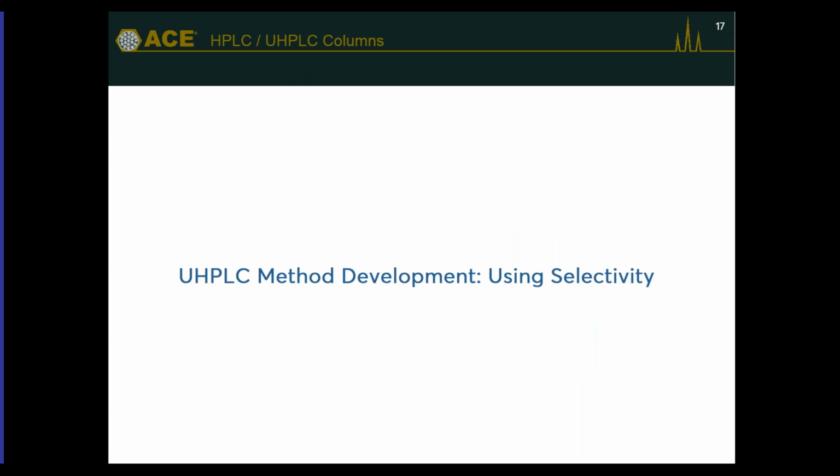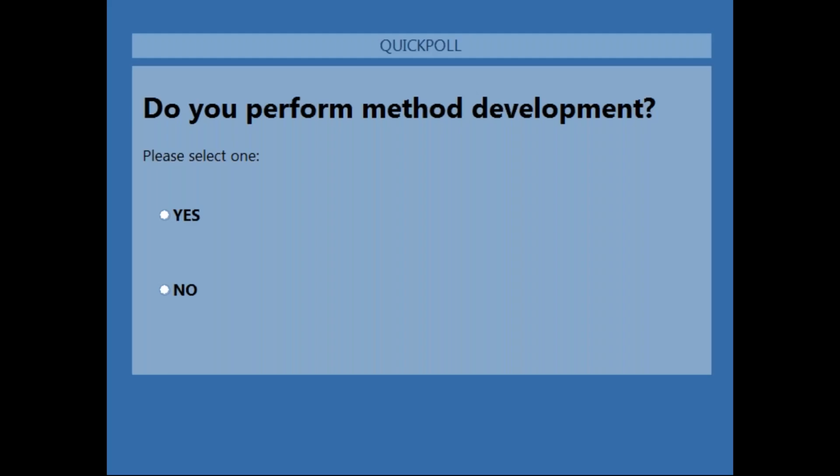So let's move on to a brief couple of slides on method development. Just before I move into the detail of this, I'd like to run another poll, so we can understand which of the people who are listening today do method development. If you could look on your screen now and answer whether you perform method development or not, this helps us understand the type of work you're doing, and make sure we're talking about the right topics, the things that are relevant and are going to make a difference to you.